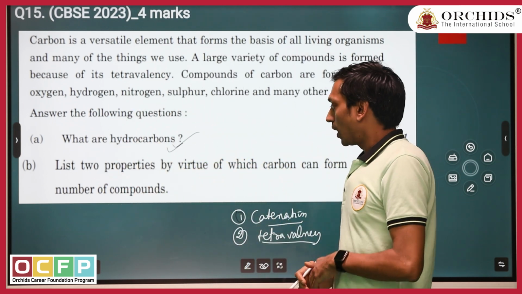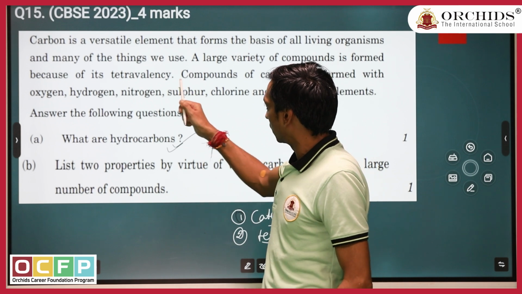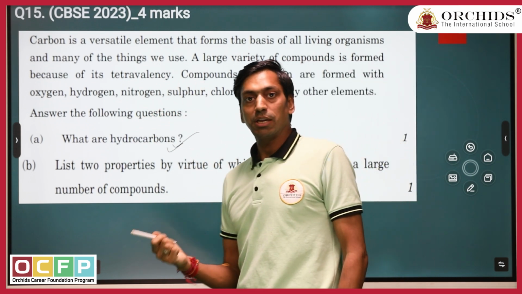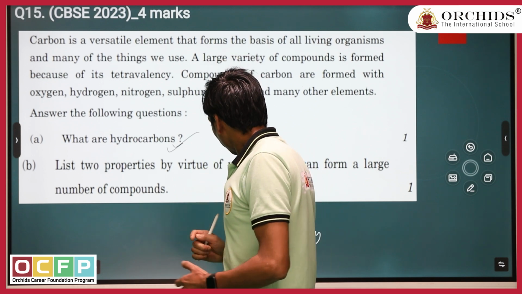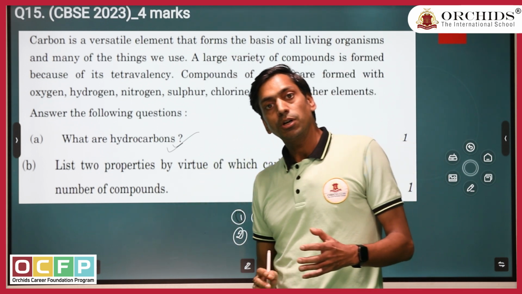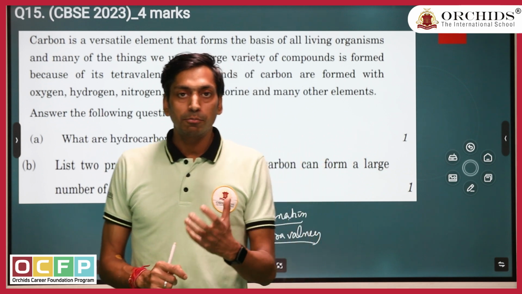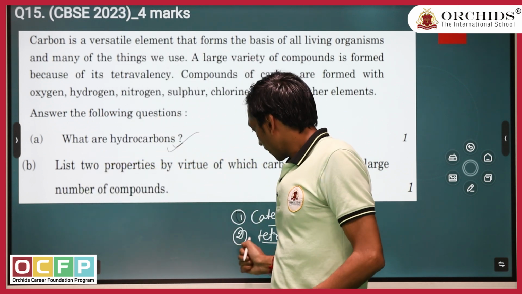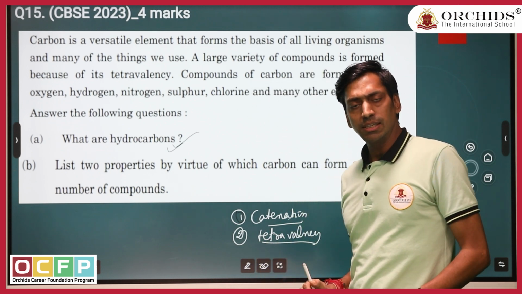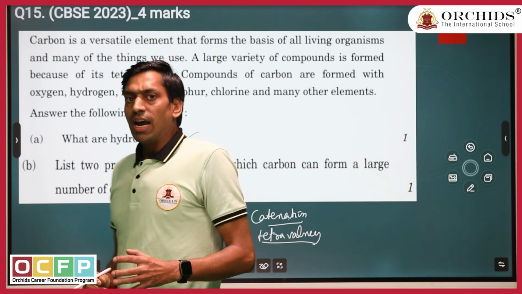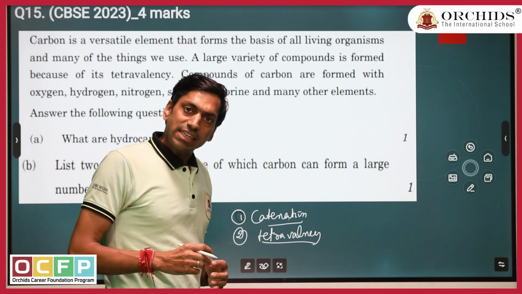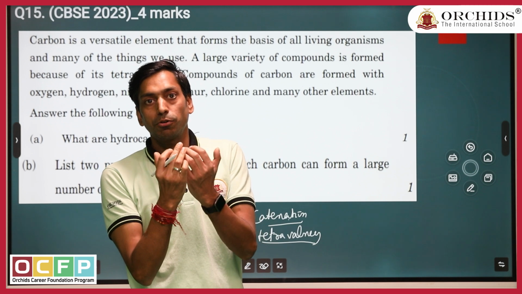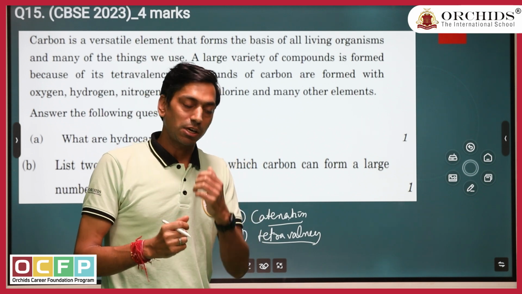It can form bond. Apart from that, it can form bond with what? Hydrogen, oxygen, nitrogen, sulfur, chlorine, and many more compounds. And not only does it form these compounds, but the bond formed by carbon is very strong, because along with tetravalency, the size of carbon is very small, and due to small size, it is having a strong pull on the nucleus, a strong hold on the shared pair of electrons. That's why it forms a stable compound.